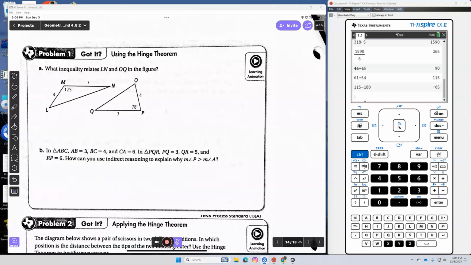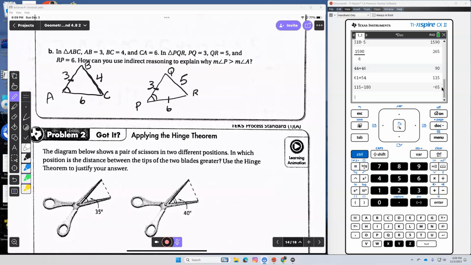So we're going to be using the hinge theorem. We know that this segment is congruent to this segment, and we know that this segment is congruent to this segment based on the measurements. And we know that this angle is larger than this angle, so we know that LN, the distance, is longer than QO. So this distance is longer than this distance because of the angle measurement.